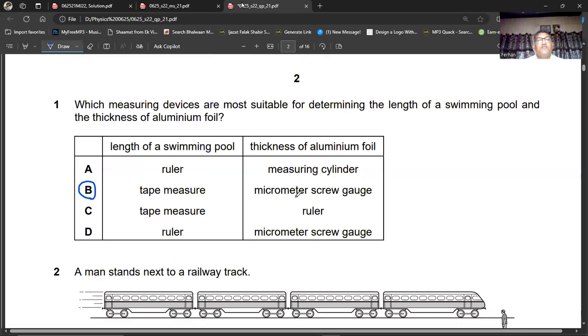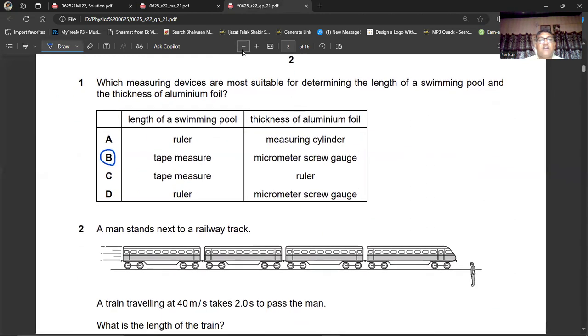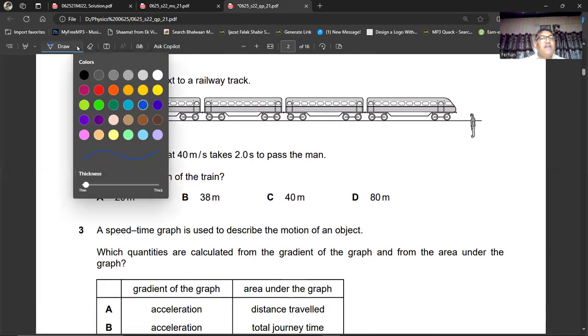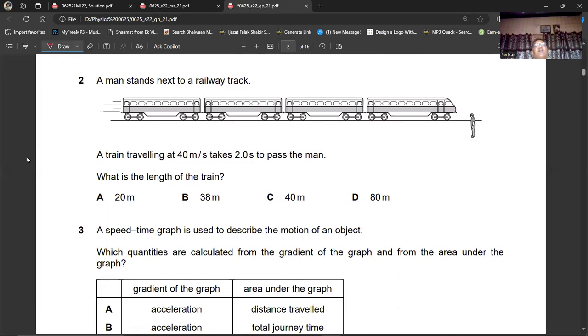Okay, so we are going to the next question, question number 2. It says, a man stands next to a railway track. A train traveling at 40 meters per second takes 2 seconds to pass the man. What is the length of the train?